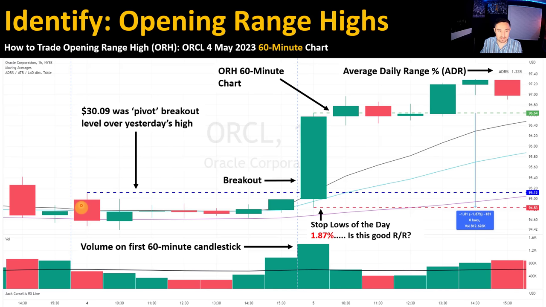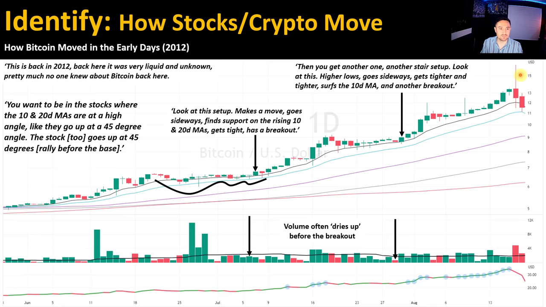There's the breakout, volume coming through, but now you're looking for a break through the high of this bar, which is what? 96.64. Stop loss, lows of the day, 94.83, is what in percentages? 1.87%. What's the ADR of the stock? 1.33. So now the initial stop is greater than the ADR. Is that a good risk versus reward trade? Probably not, right? Interesting.